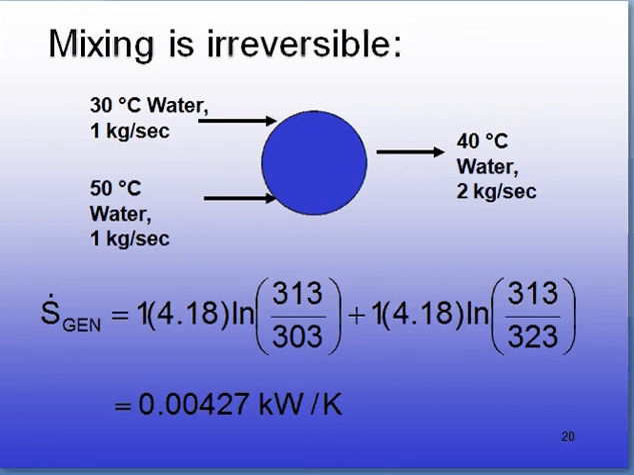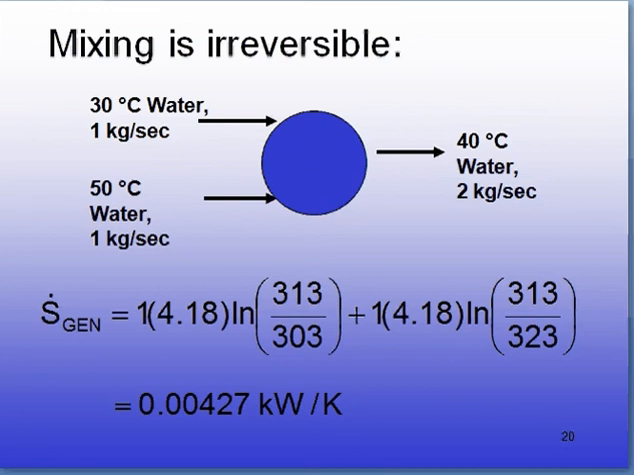Another irreversible process that we see a lot is mixing. Mixing is highly irreversible. Think of it this way. When I mix two things together, hot water and cold water, it's a lot harder to unmix than it is to mix. In fact, to unmix, I'd have to put some form of work in to make the process go backwards.